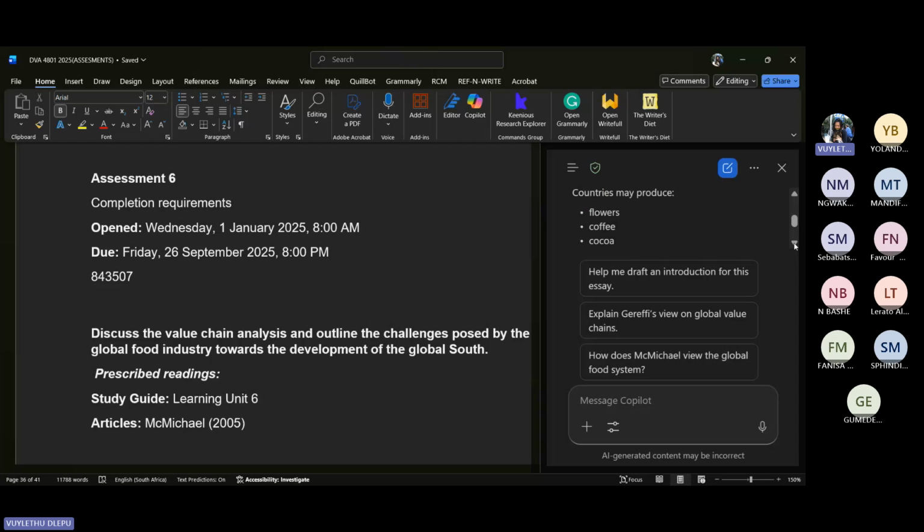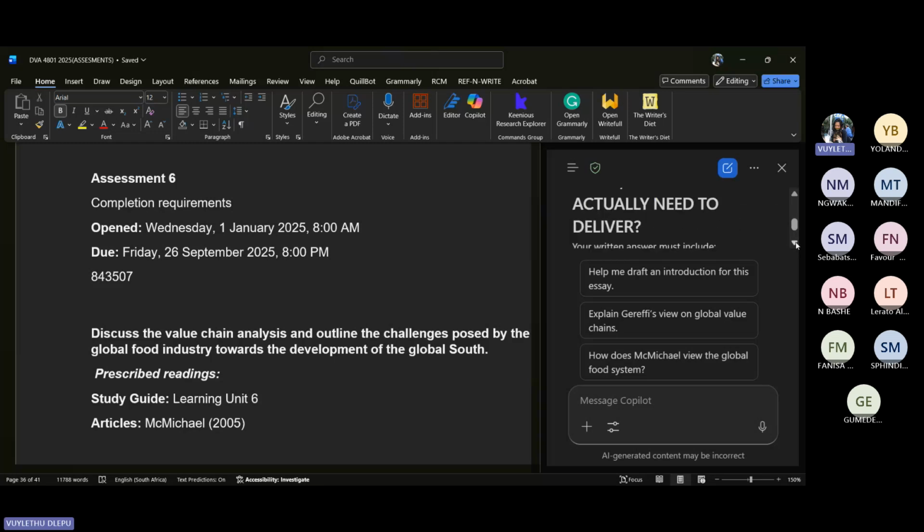I don't know where the information comes from there, but countries may produce flowers, coffee, cocoa. I still have to read those other two articles to be confident of this. And then the labor exploitation: agricultural workers often face low wages. We did hear about this, poor working conditions and informal contracts. We did read about this. The environmental pressures: monocropping, pesticide overuse, and land degradation. I think it's going to be especially highlighted in the works of McMichael.